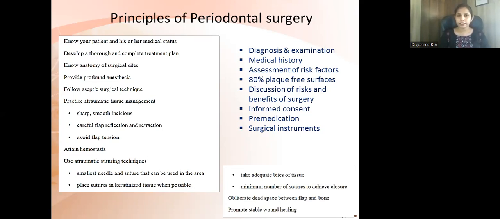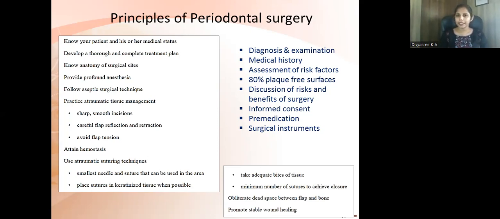Before the surgical procedure itself, one should go for proper case history taking, including assessment of all the risk factors. Assessment of oral hygiene is highly important. Before the surgery, the surfaces should be 80% plaque free. And always, all the risk factors and all the benefits of the surgery should be discussed with the patient.